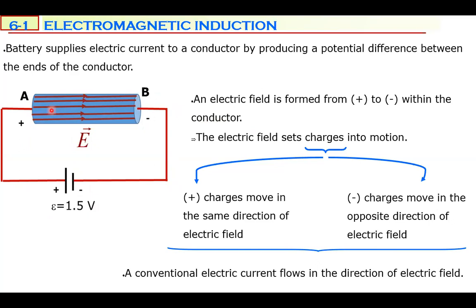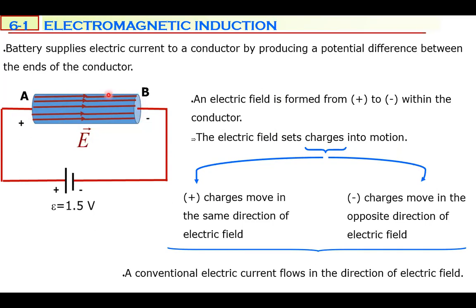So that's why an electric field will be formed from the positive end of the conductor to the negative end. An electric field is formed from positive to negative within the conductor, and this electric field sets charges into motion. In chapter 5, section 3, we talked about that. A magnetic field cannot set charge into motion, but an electric field can do that. That's why this electric field within this conductor sets charges into motion, starts charge moving.